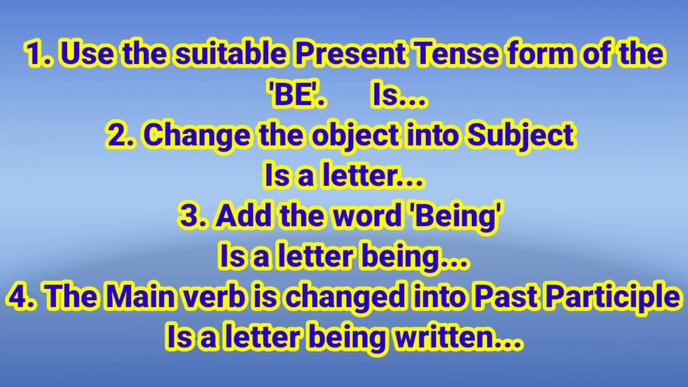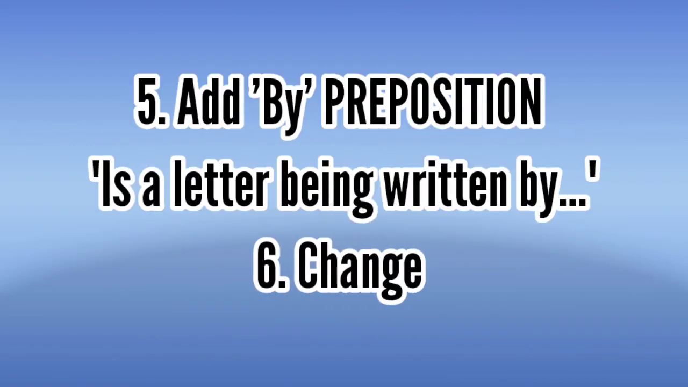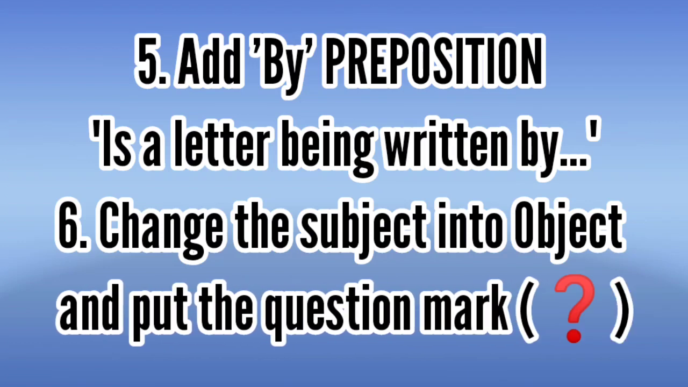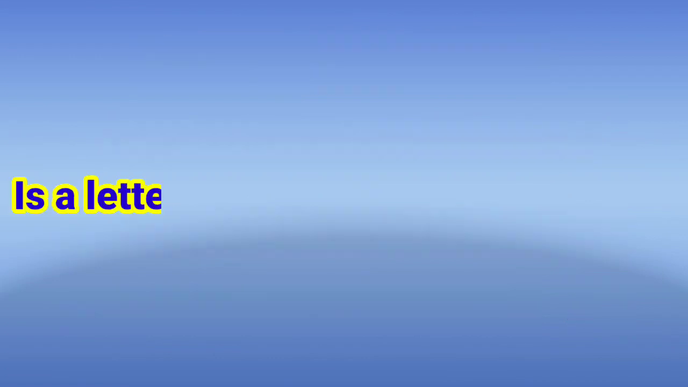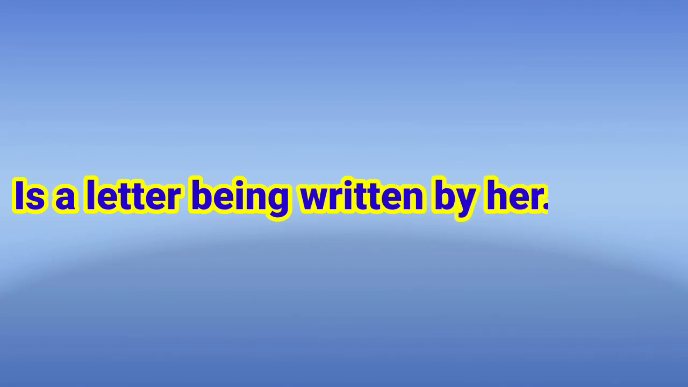Next, third, now add the word being because this sentence is in the present continuous tense. Next, fourth, the main verb is changed into past participle, that is written, and add by preposition. Finally, change the subject into object and put the question mark at the end of the sentence. So the answer is, is a letter being written by her?